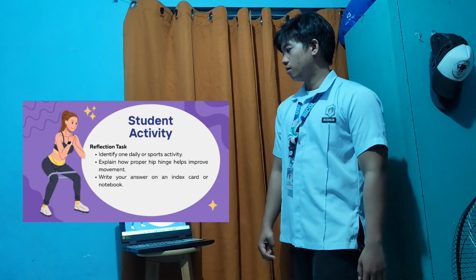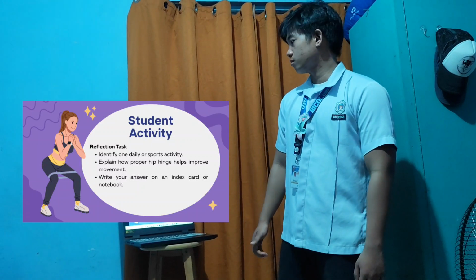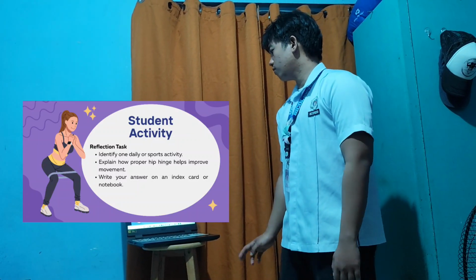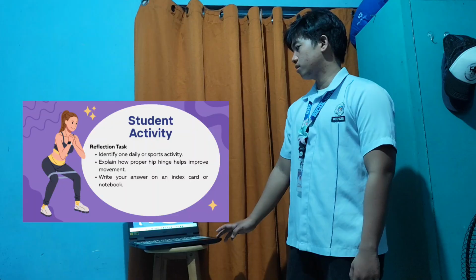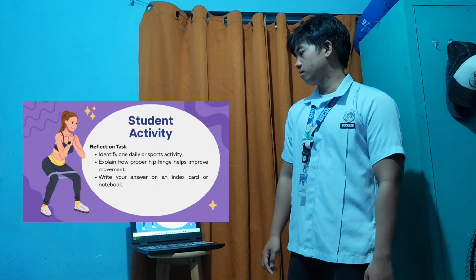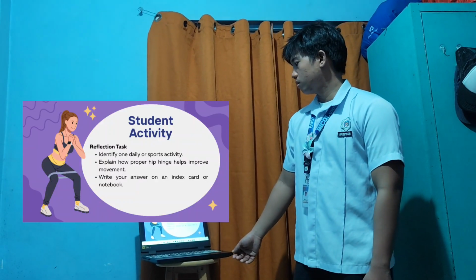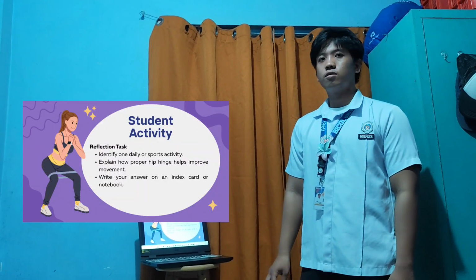So guys, we're gonna do a student activity, which is a reflection task. Number 1, identify one daily or sports activity. Second one is explain how proper hip hinge helps improve movement. The third one is write your answer on an index card or notebook.